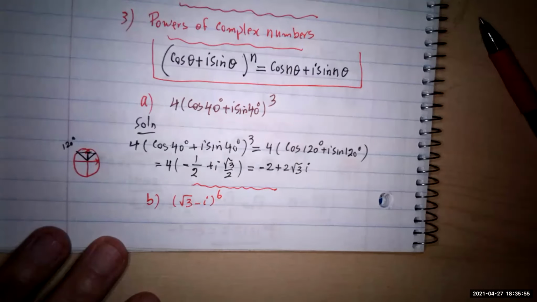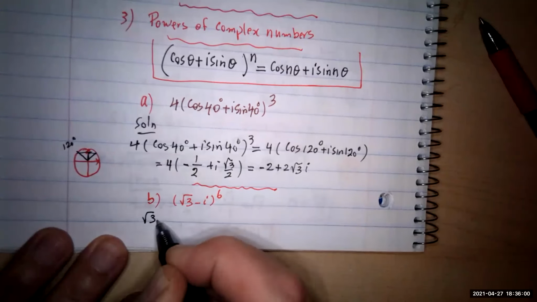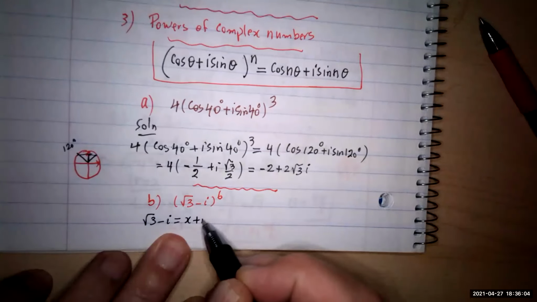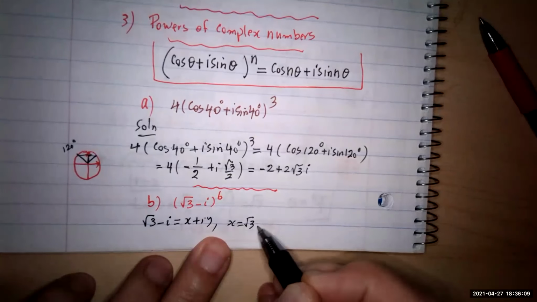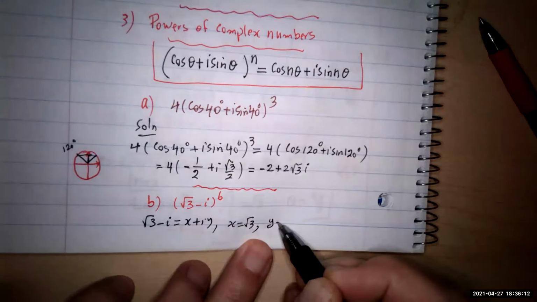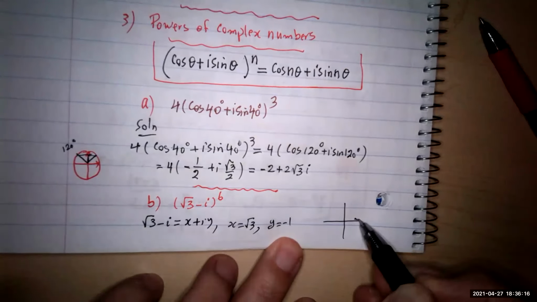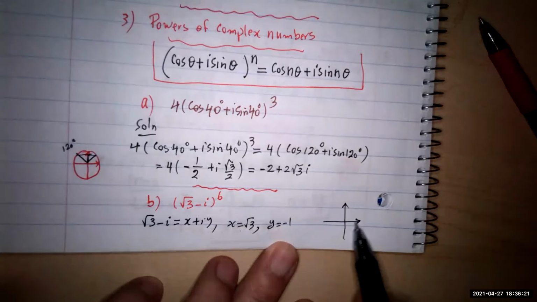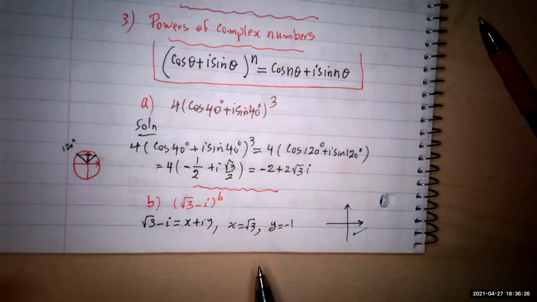What is going to be the polar coordinate of radical 3 minus i? I'm going to write it down like x plus i y. So my x is going to be equal to radical 3, and my y is equal to -1. I check to see where you are. x positive, y negative, so you are here. You know that this is very crucial, to pick the correct data.